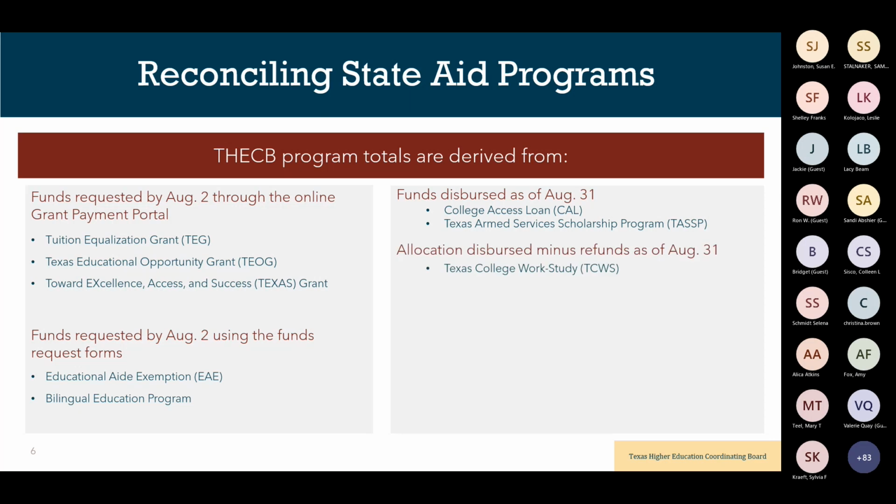Now, Texas College Work Study, that's going to be your allocation dispersed. So we send it all in one lump sum. And then if you send us any money back, we took into account that refund. And that was as of August 31st as well.